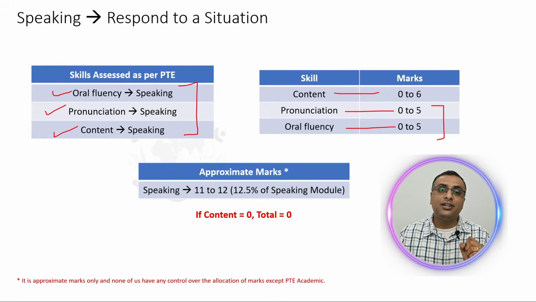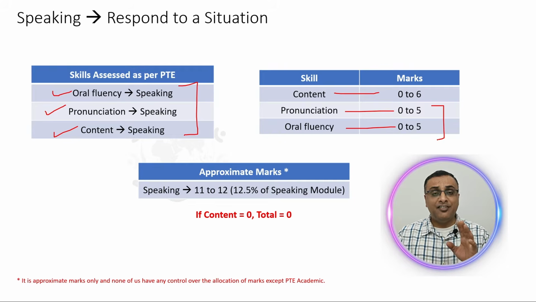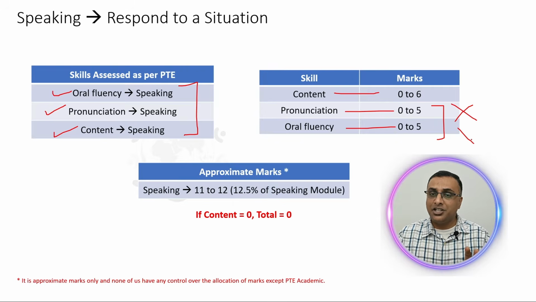One important thing to remember, for every question that you answer in respond to a situation, if you answer irrelevant content, meaning if PTE finds out that your response is not related to the content at all, then it will award you 0 marks for your content. If you get 0 marks for content, I'm sure they will not assess your pronunciation and oral fluency, and you will get 0 marks for that particular question. So never make this mistake of giving out irrelevant responses.